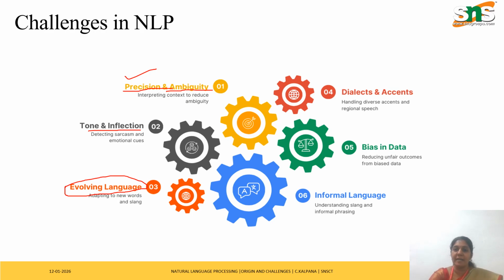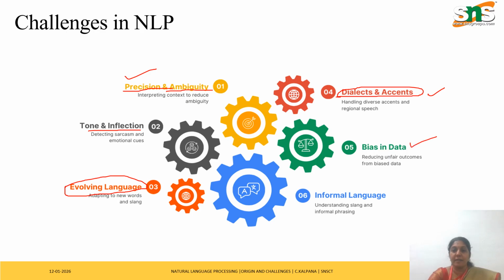And next is dialects and accents, which means we have different accents. If you take English, we have UK, US, and likewise different kinds of accents. Understanding these different accents sometimes leads to confusion. That is the next difficulty faced by the natural language processing system. And next is bias in data. If the data is biased, then we can't get the correct information.